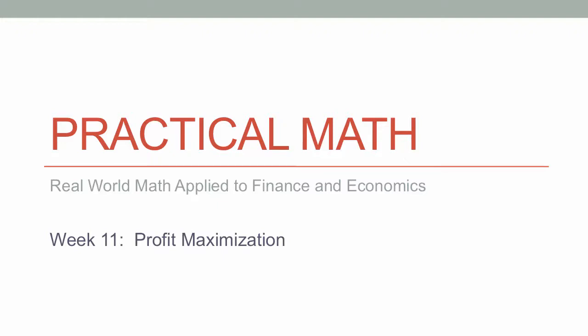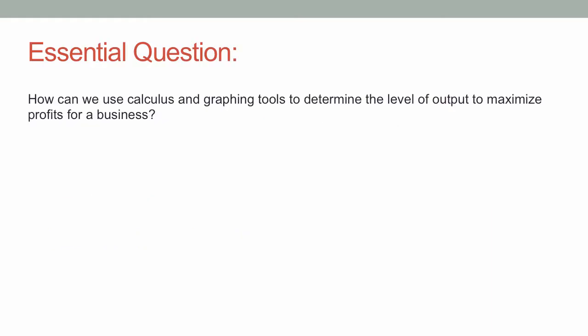Welcome to week 11 for Practical Math B. This is our last official lesson for the second semester. We're going to be looking at profit maximization. So here's our essential question. How can we use calculus and graphing tools to determine the level of output to maximize profits for a business?